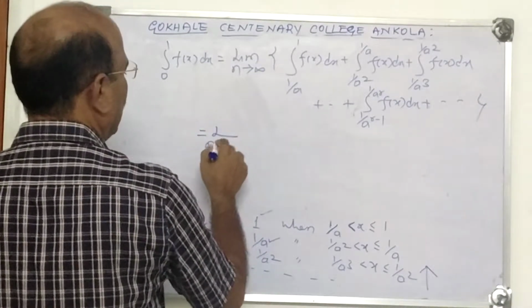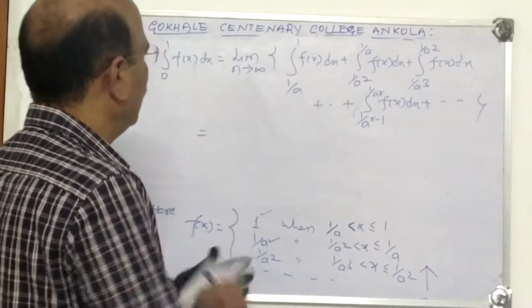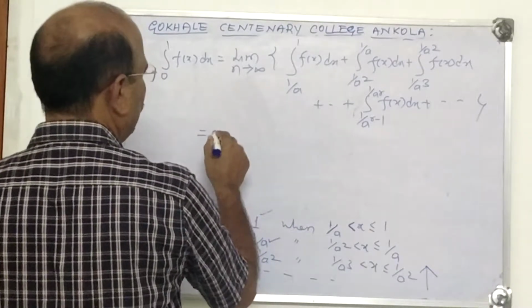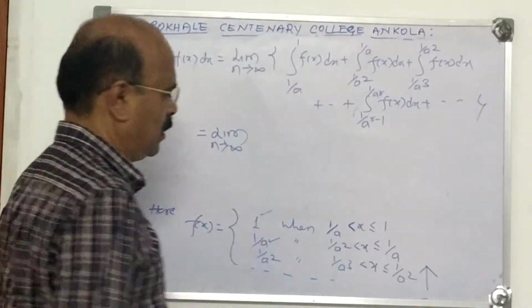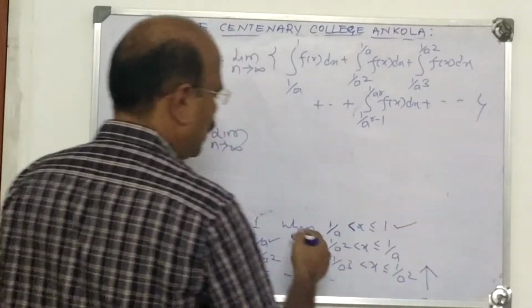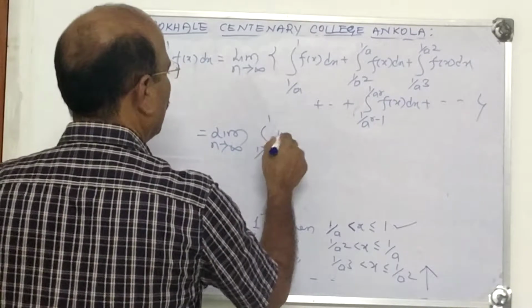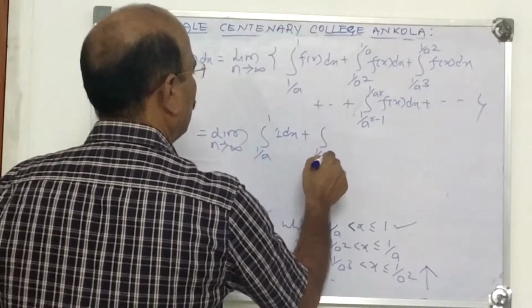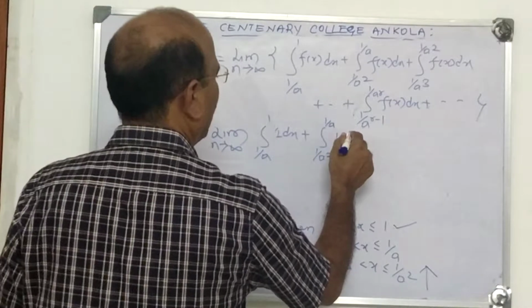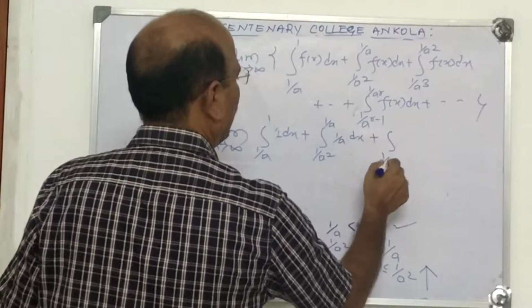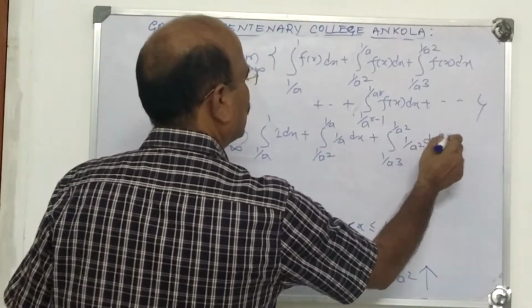It is the limit as n tends to infinity of this. In 1 upon a to 1, how is f(x) defined? I have to refer to this. In 1 upon a to 1, f(x) is defined as 1. So the integral from 1 upon a to 1 of dx, plus from 1 upon a square to 1 upon a of 1 upon a dx, plus from 1 upon a cube to 1 upon a square of 1 upon a square dx, plus so on.